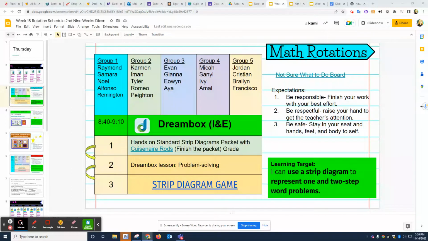Hi class, I just wanted to talk you through the math lesson so that you're not confused and you know what to do. First of all, your teacher, the substitute, will hand you the hands-on packet. Looks like this. And we already completed quite a bit of the packet. We are on lesson 2, which looks like this.